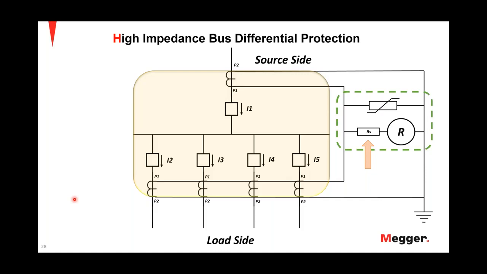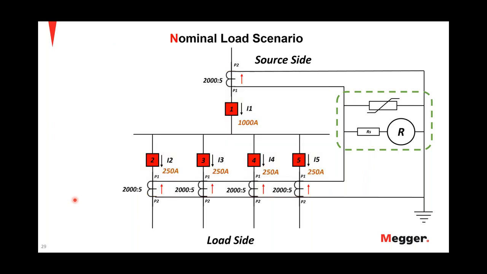Now let us delve into different scenarios as to what happens when there is a particular type of fault, or what happens with a normal load condition. So here I have shown a nominal load condition where I have the source side and the load side. The breakers are closed. You can see the 1000 amp current flowing through the main, and the feeders are drawing an equal amount of current, all 4 feeders. You can observe that the CT ratios are all the same in the scheme, like we discussed before.